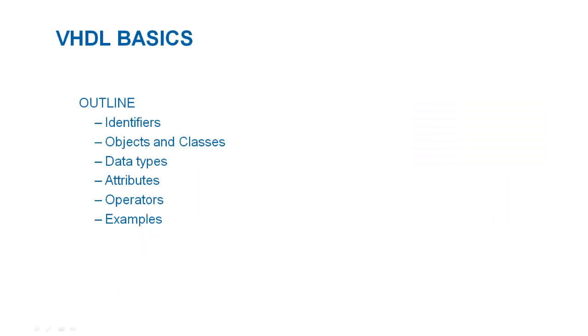The outline of this discussion will focus on identifiers, classes and objects, data types and attributes, operators, and we shall guide ourselves with some examples.